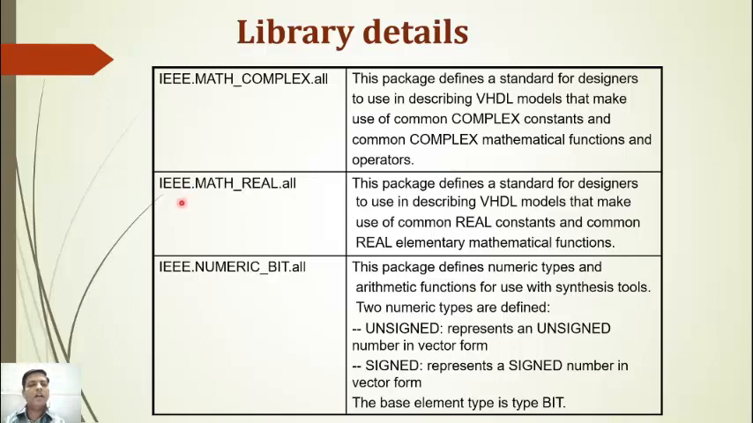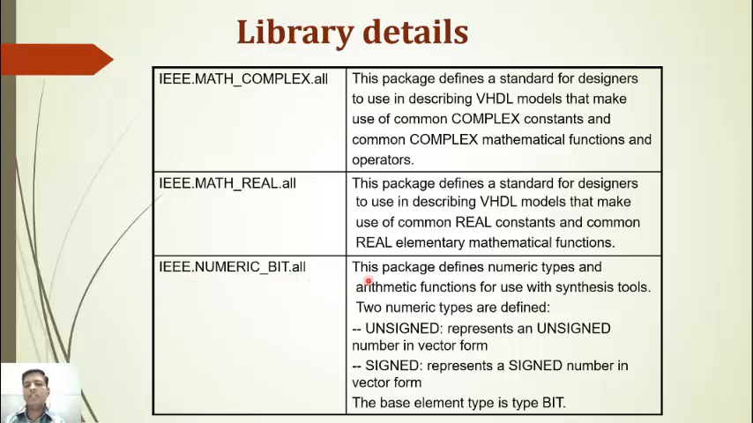Second library, IEEE.math_real.all. This package defines a standard for designers to use in describing VHDL models that make use of common real constants and common real elementary mathematical functions.